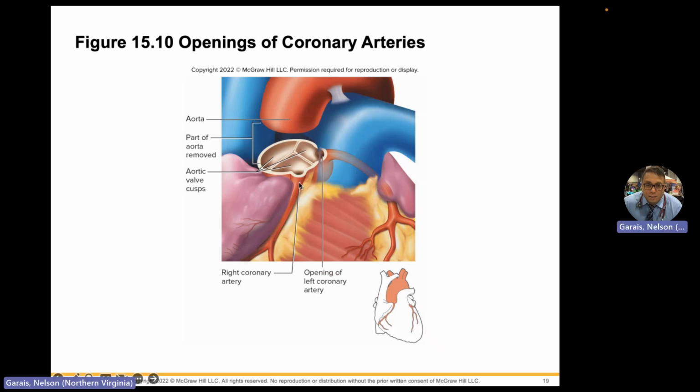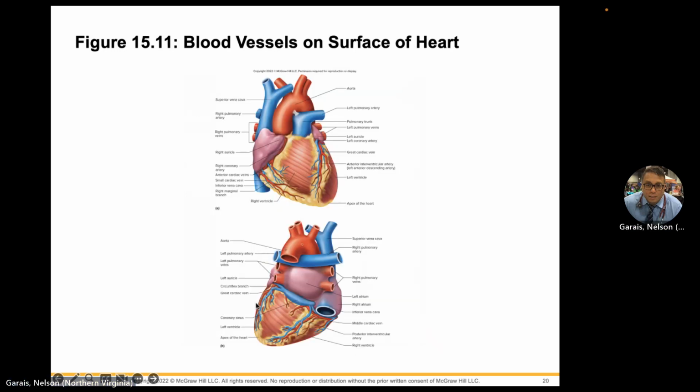And connecting into the aortic arch is your right coronary artery and the opening of your left coronary artery, and these are the main branches that will go to all your other coronary arteries that we will also mention in laboratory and in lecture.